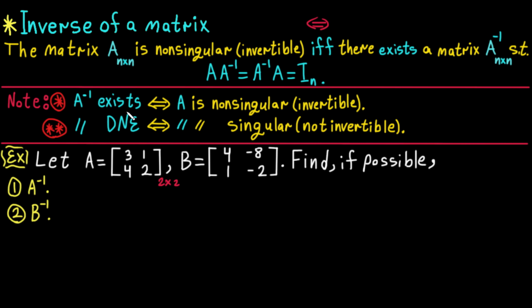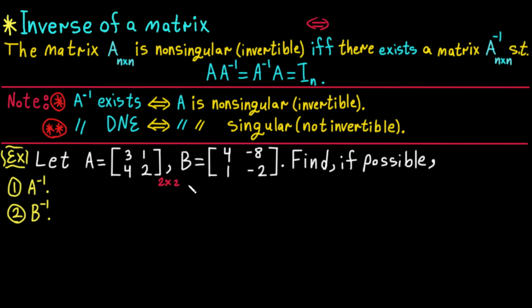Let's read these two important notes, which summarize the definition. If A inverse exists, then A is non-singular, or invertible. And the same thing, if they give you that A is non-singular, then you have to know that A inverse exists. If A inverse does not exist, then A is singular. And if A is singular, meaning not invertible, then A inverse does not exist. These are two important notes.